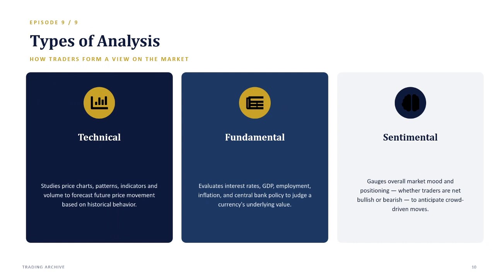Then we have types of analysis. This is the last and final one. This is part of the how. How do we actually engage? How do traders form a view on the market? Now, there are different ways in which you can do this. Number one is technical, which is where all the diverse topics come from.